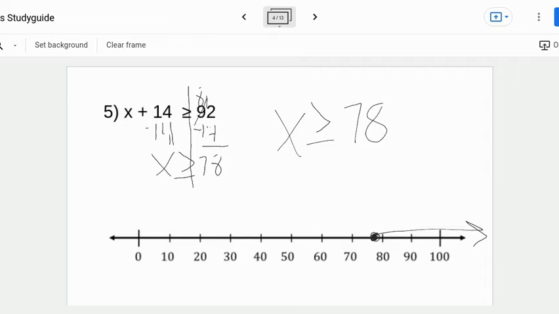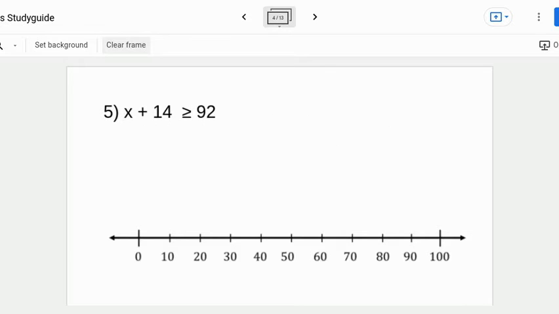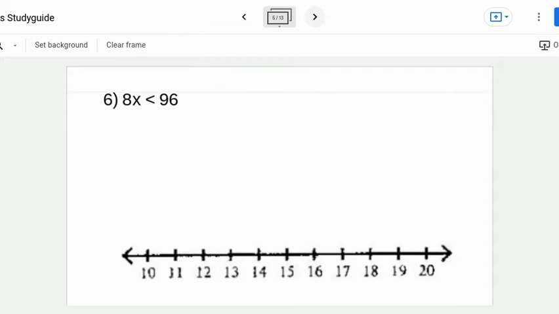Okay, let's go to number 6. I'm trying a different pen. We'll see if it writes better on the screen. Okay, here we go. So we're solving again. In this case, I look and say what's happening to X. It's being multiplied. So the inverse of multiplying is dividing. So I want to divide by 8.